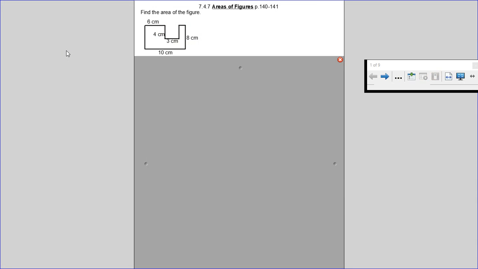Good morning. Today we're going to be looking at areas of figures. We're going to have shapes where squares and rectangles have been stuck together, and we're going to need to find the area of the inside of each shape.